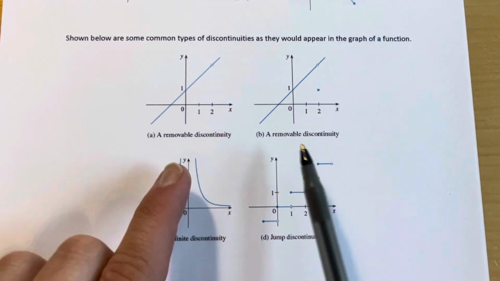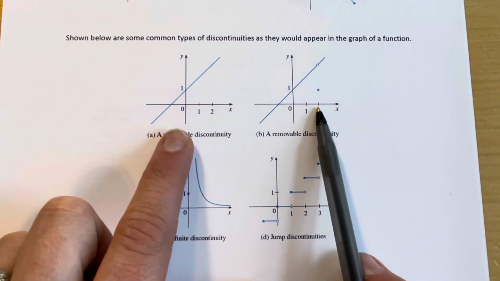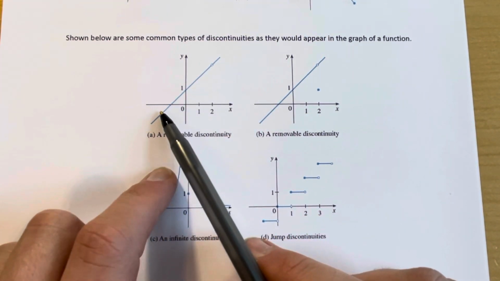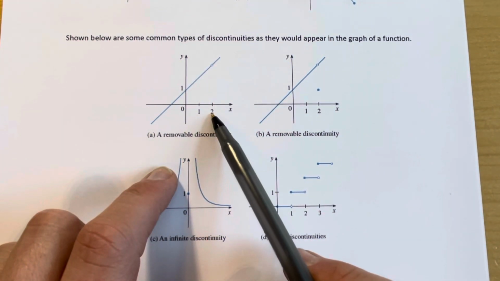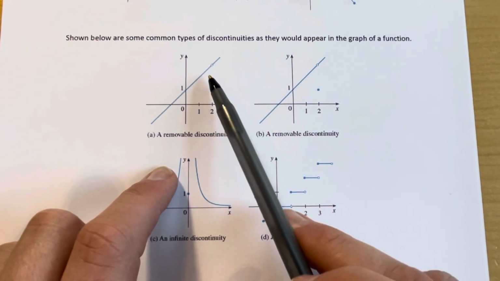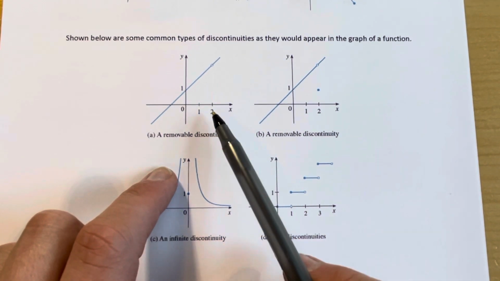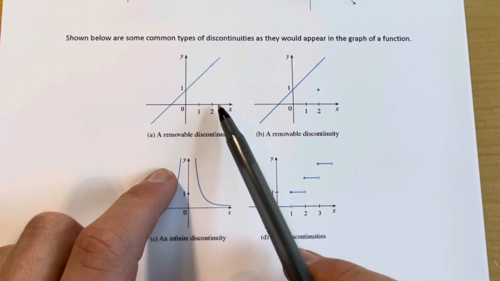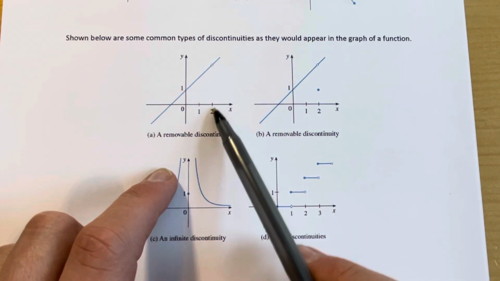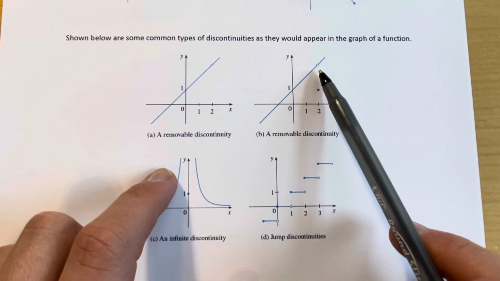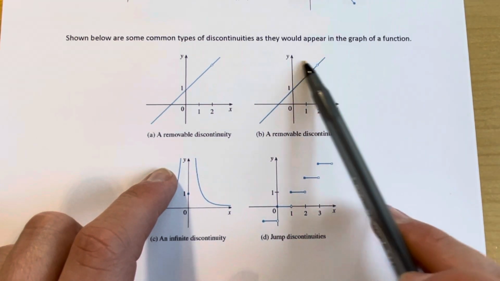So in the first and second graphs here, we have what are called removable discontinuities. Those are discontinuities where the limit as x approaches our value exists, but it's not equal to f of that value. In this case the value is 2. Here, the limit as x approaches 2 exists, but f of 2 does not exist, so they can't be equal to each other. Here, the limit as x approaches 2 of f of x exists, and f of 2 exists as well, but they're not equal to each other.